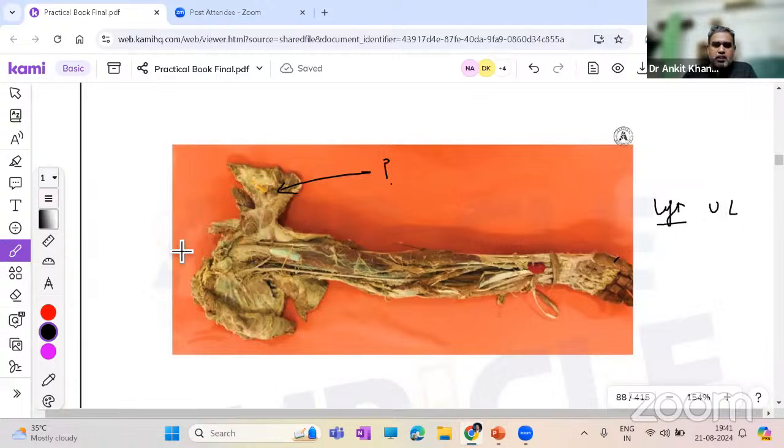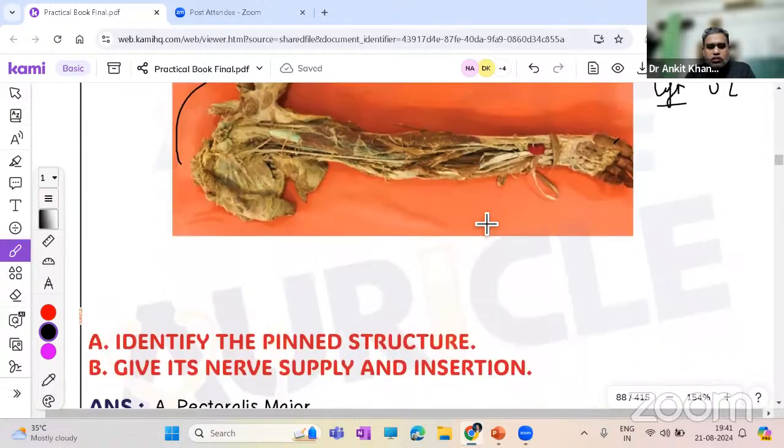And this muscle over here is actually a flap which is taken up like this. This is a huge muscle, coming from the anterior surface of the chest. This muscle is the pectoralis major. Once you identify this muscle, congrats to you, I hope you will pass it. Then obviously questions will come.